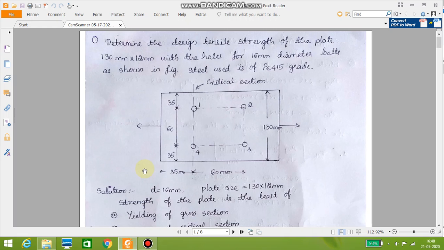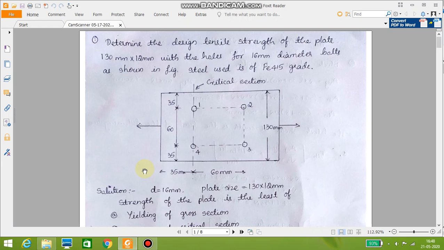Let us continue with the problems of tension members. Let us take a simple problem. Determine the design tensile strength of the plate 130 mm by 12 mm with the holes for 16 mm diameter bolts as shown in the figure. The steel used is of Fe415 grade.